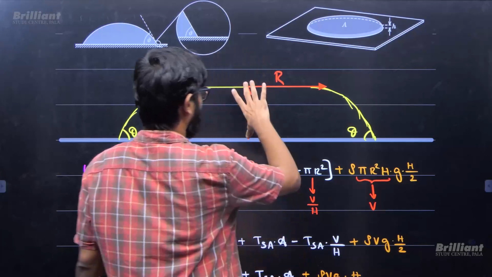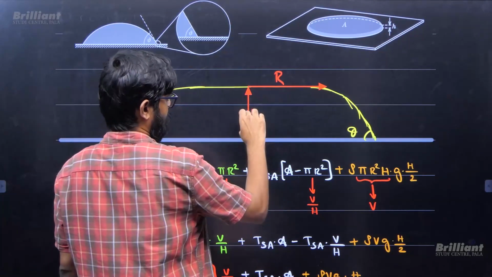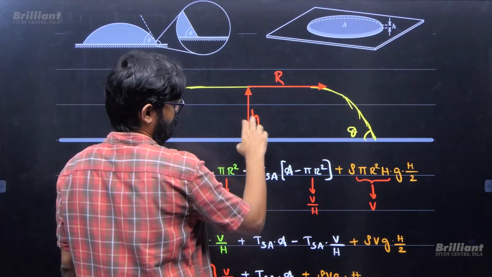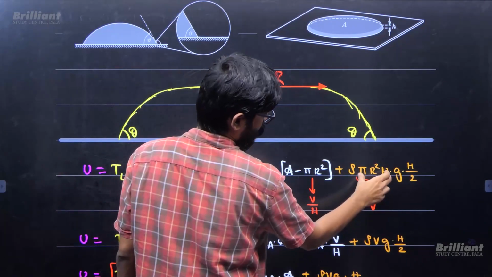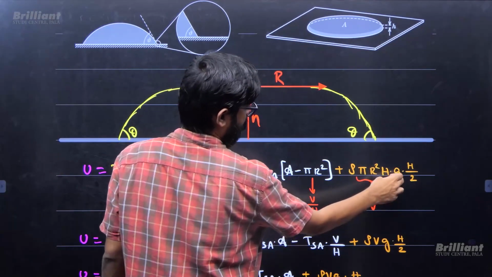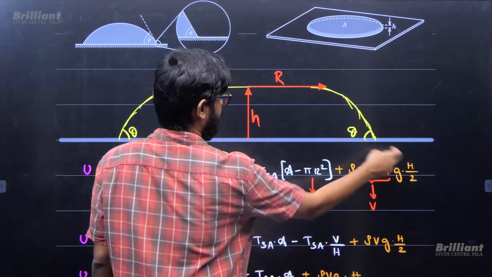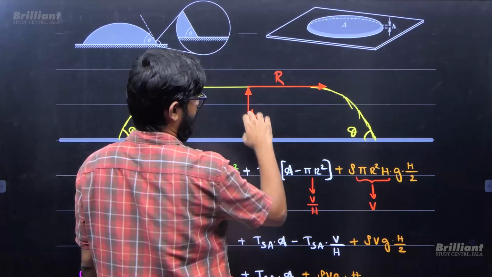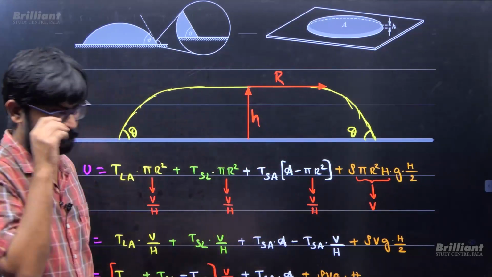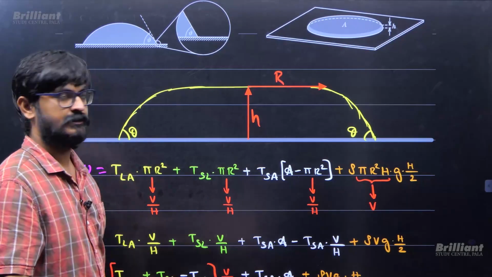Now apart from that, gravitational potential energy is mg, with the center of mass at h by 2. Density into volume gives mass, so mass into g into h by 2, mgh by 2. This is capital H, I have written it anyway. Right, potential energy should be minimum.